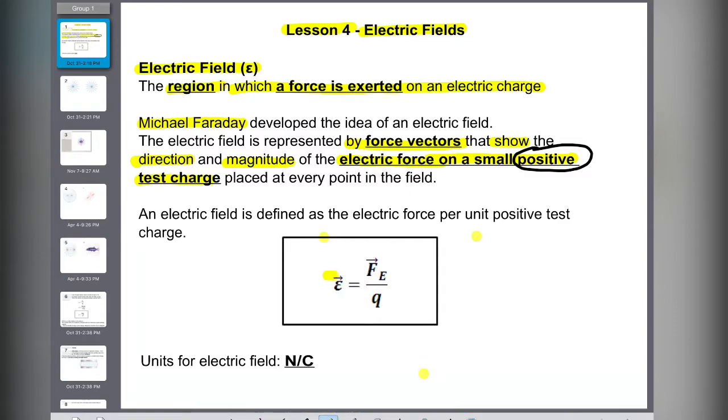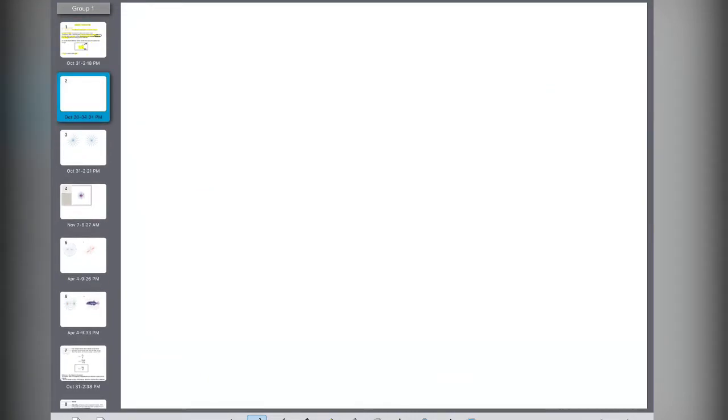Here is the equation of what electric field is, and the unit for electric field is Newton per coulomb. I think you can make that out from here. Force is measured in Newtons, and we know that charge is measured in coulombs. And just to help you recall, we're going to do a little comparison between gravity and electrical.